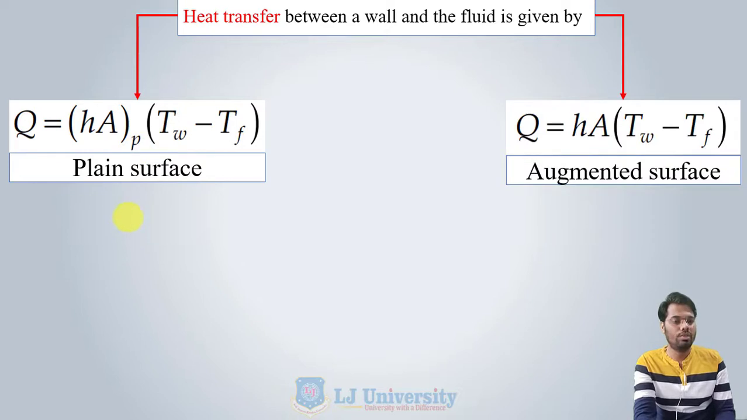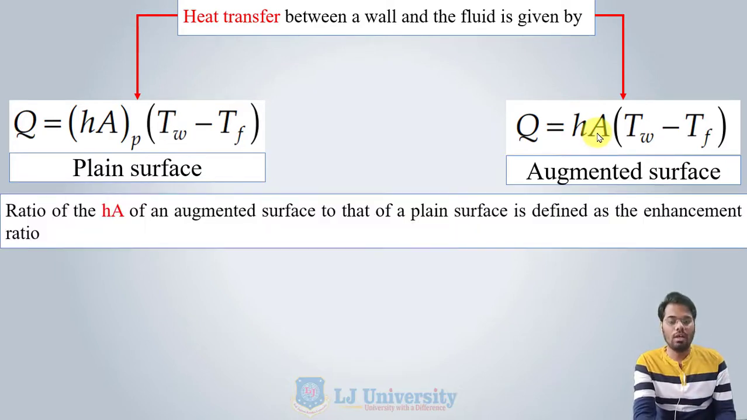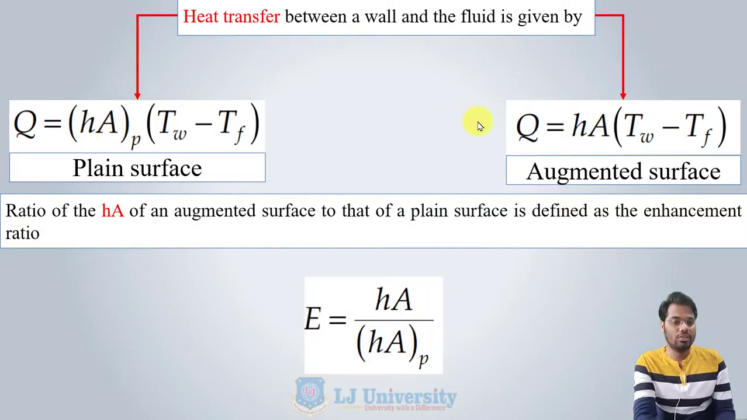Now what happens if we attach extra surface? Then the equation would be Q is equal to the same hA delta T, but this hA is related to the augmented surface, the extra surface which you have attached. Now the ratio of hA of augmented surface to the hA of plane surface is known as the enhancement ratio, which is denoted by capital E, equal to hA upon hA of plane surface.